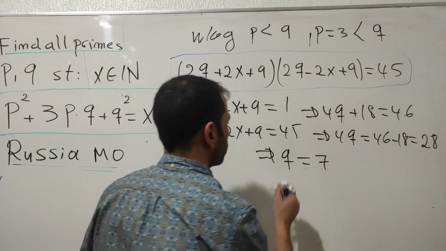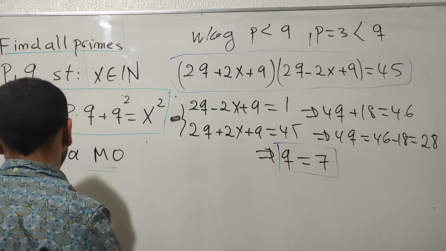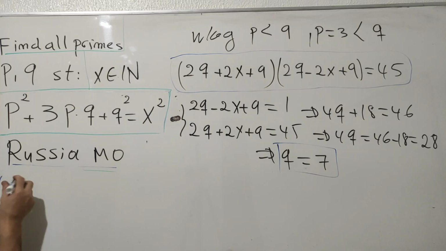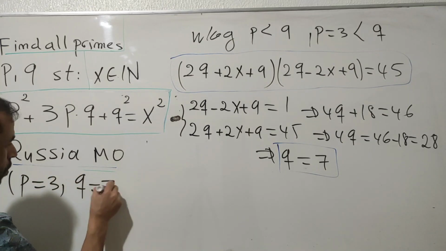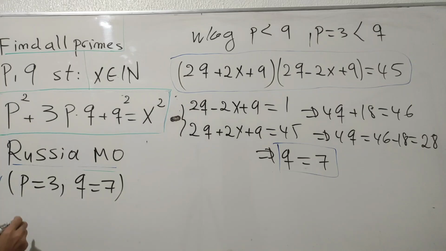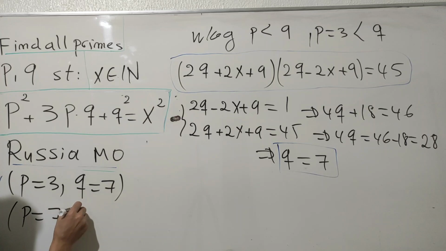So we found the second prime, which is q equals 7. So we'll have a nice solution here. We get p equals 3 with q equals 7. But don't forget we have a symmetry here. So we also get p equals 7 with q equals 3, by symmetry.